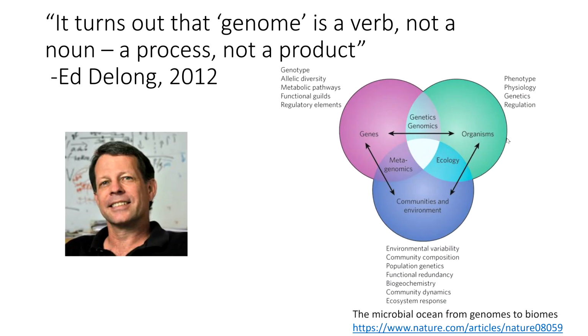All of this is to address the fluidity of prokaryotic genomes. I love this quote by Ed DeLong, who's a marine microbial ecologist whose work I really appreciate. He has this quote that it turns out that a genome is a verb, not a noun, a process, not a product. There are all these things that are influencing the organisms and the things that make up the genome, and all of this plays a large role. But what we're going to focus on in this section are mutations and horizontal gene transfer as the major factors that contribute to what a prokaryotic genome is when we consider it as a static entity.